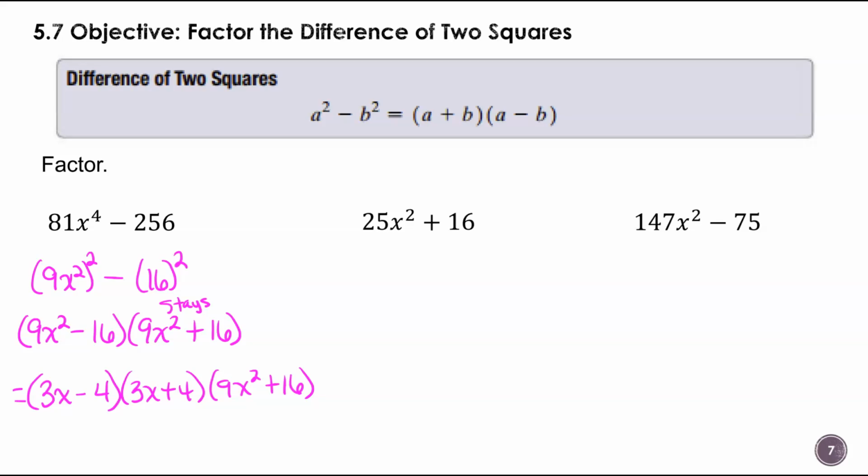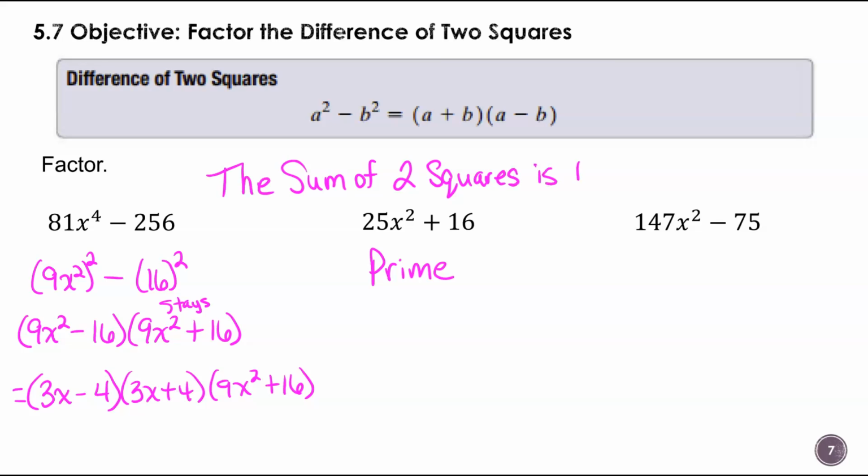All right, so on this next one, it's a sum. So we can't factor it. It doesn't factor, it is prime. You can make a note to yourself that the sum of two squares is prime, right? It does not factor.